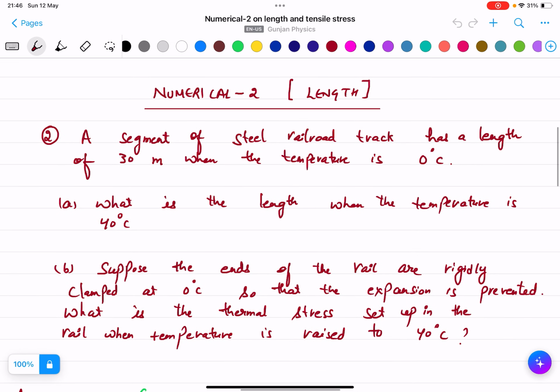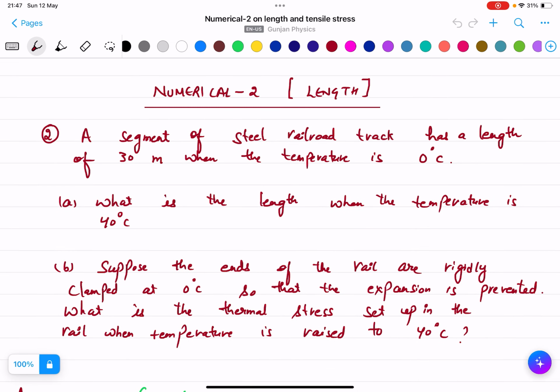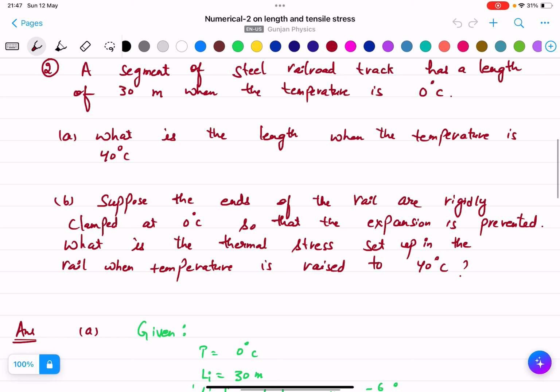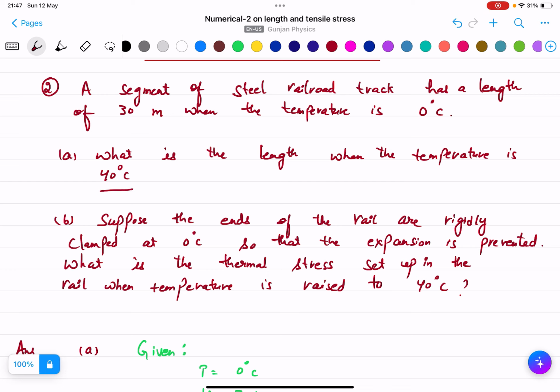There is another numerical which is based on the alpha and the beta formulas, right? So the question is saying a segment of steel railroad track has a length of 30 meter when the temperature is 0 degrees Celsius. That means the initial temperature Ti is 0 degrees Celsius and the length is 30 meter, right? What is the length when the temperature is 40 degrees Celsius? That means now the final temperature Tf is 40 degrees Celsius and we need to calculate the final length Lf.